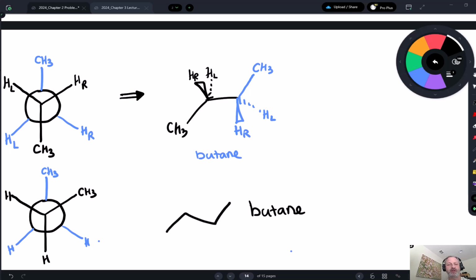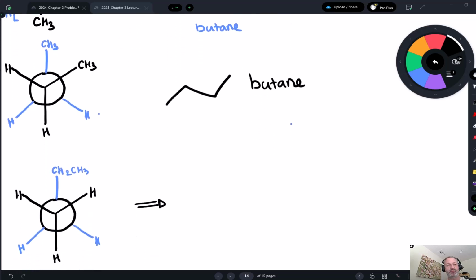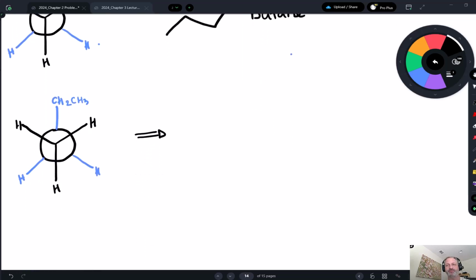We can do that, in fact, without even having to do our little zigzag form like we did over here with our wedges and dashes, just by counting carbons up. What about this last one? How would we figure out what this structure is? Well, let's look at it.